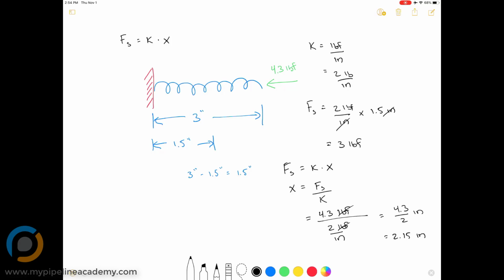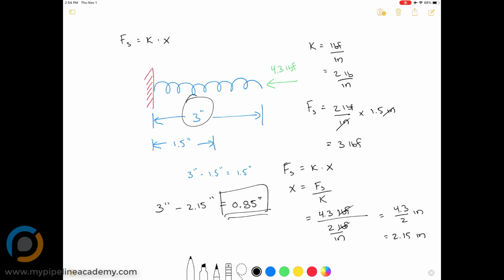Now remember that what we have solved for is not the new length of the spring yet. What we've just solved for is X, the amount of deflection, or in other words, how far we've pushed the spring. The spring started out at 3 inches long, and we have found that if we place 4.3 pounds of force on that spring, it will deflect by 2.15 inches. So to get the new length of the spring, we say 3 inches minus 2.15 inches, which equals 0.85 inches. That would be the new length of the spring.